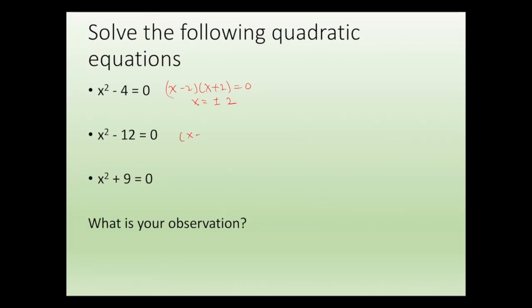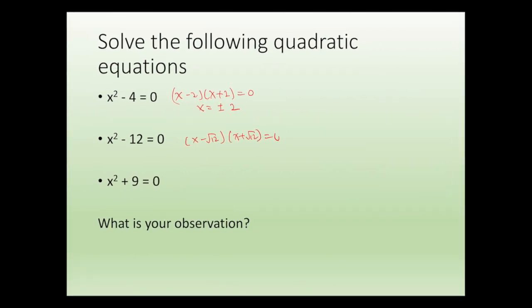All right, what about the next one? You cannot get a perfect square for 12, but you can solve it as (x minus square root of 12)(x plus square root of 12) equals 0. Because you know that 12 is the square root of 12 squared, which means x is plus or minus square root of 12.